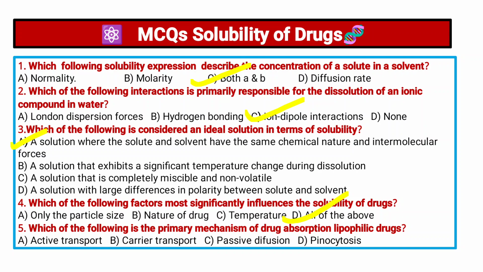Next, which of the following is the primary mechanism of absorption for lipophilic drugs? Option A, active transport. Option B, carrier transport. Option C, passive diffusion. Option D, pinocytosis. Active transport is used by water soluble drugs. Carrier transport is also for water soluble drugs and vitamins. Passive diffusion is the only answer, as a maximum of 90% of lipophilic drugs cross by this mechanism.